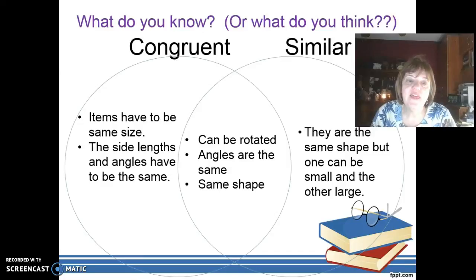Congruent means they have to be the same size, and the sides and angles have to be exactly the same. Okay? So for congruent, they match exactly the same size. But for similar, they just match in shape, but they don't have to match in size. So, what do those two words have in common? Well, right there in the middle of the diagram you can see they can both be rotated, but their angles will always be the same, and of course they're the same shape.